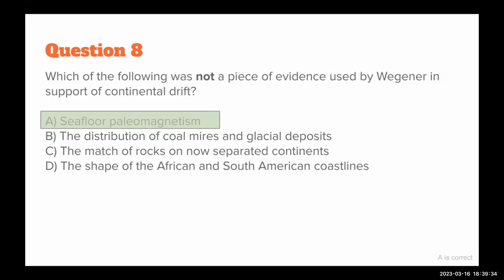So was Wegener able to discover that? No, he formed his theory in 1915. Paleomagnetism stripes were discovered in the Cold War. Okay. He also didn't have the technology to discover that.